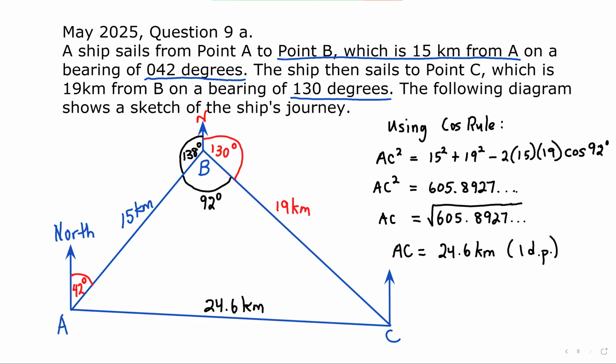And then the third part of the question asks us to determine the bearing of A from C. So to determine the bearing of A from C, all right? A from C means that we're going to be looking at the north line at C here. So I'm actually going to draw over the diagram just so that we have more space. So just bear with me a little while. Let me draw over the diagram.